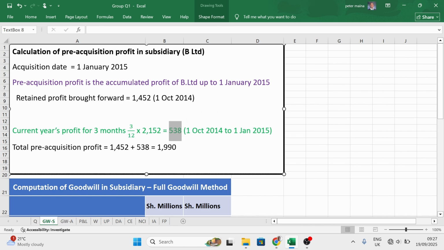So 538, we are going to add it to what we had before. That was the retained profit brought forward. Therefore, the total pre-acquisition profit is the sum of those two: the profit as at the beginning of the year plus the profit for the first 3 months in the current year. That gives us a total of 1990. So that will be the pre-acquisition profit in the subsidiary.